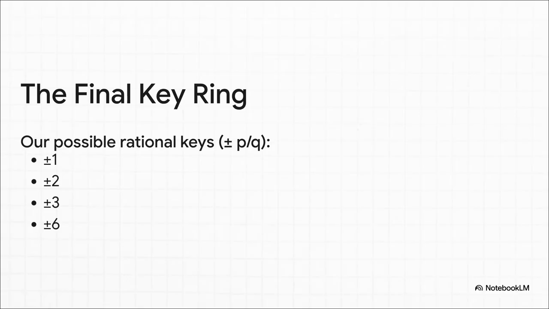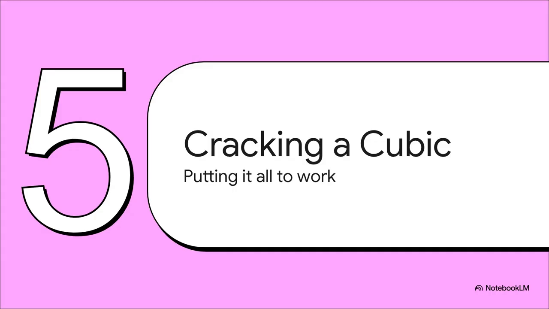Super easy. Okay, now for the final step, we create all the p over q fractions. But wait, since our q is just 1, this gets really simple. Our whole list is just the factors of p. And that's it. This is our key ring. We now know with 100% certainty that if this polynomial has any nice, simple, rational roots, they have to be on this list of 8 numbers. No more guesswork.